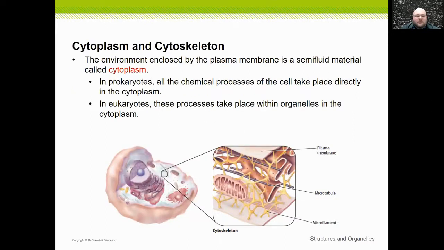First, we're going to look at the cytoplasm and the cytoskeleton. So the environment enclosed by the plasma membrane is a semi-fluid material called the cytoplasm. If you look at this picture, it's just the fluid. It's just the space between all the organelles. In prokaryotes, all the chemical processes of the cells take place directly in the cytoplasm, and in eukaryotes, they take place within organelles. But again, it's this fluid space between everything inside of the cell.